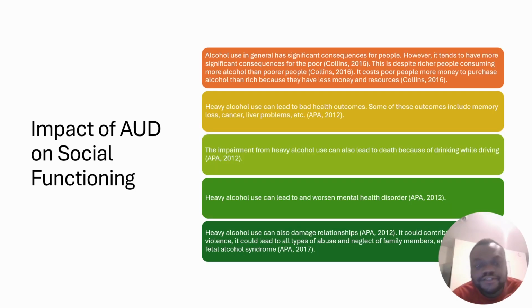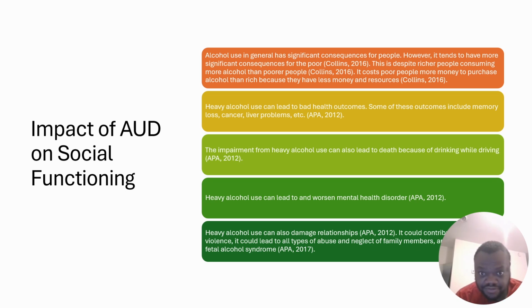And then moving on to the impact of AUD, which is alcohol use disorder, on social functioning. AUD has several consequences for people. For example, it has consequences on finances.